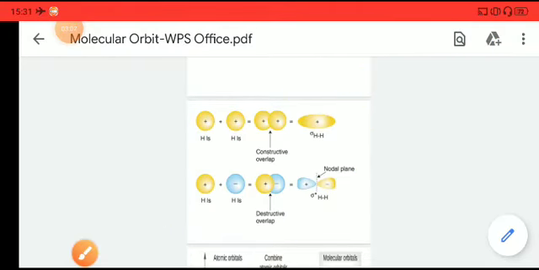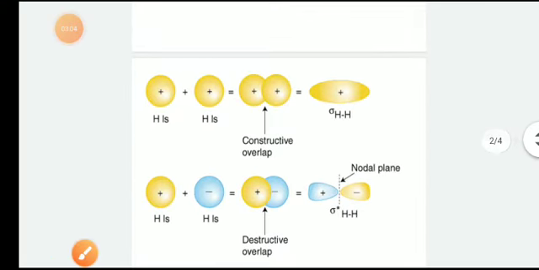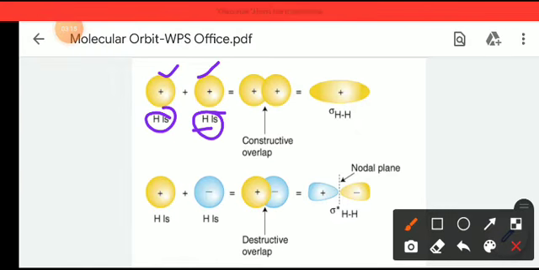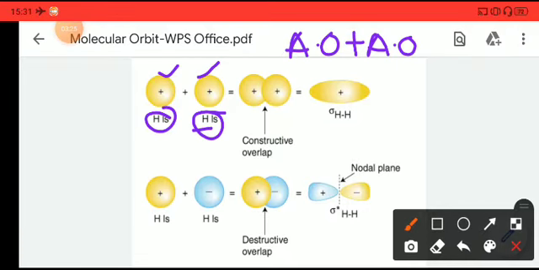Here we can see two or more atomic orbitals. This is one hydrogen atom and the other is a hydrogen atom, so these orbitals are atomic orbitals. This AO plus AO can combine in two ways. The atomic orbitals can merge to form one molecule, that is, they can add to one another and they can subtract.